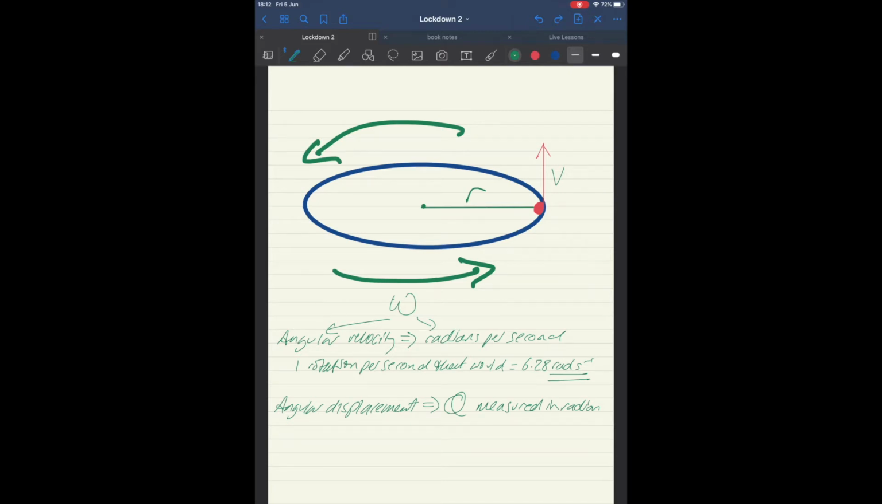So 3 full rotations equals 3 times 6.28. Let me get out the calculator. Equals 18.84 radians. A rad, not rads, just rad.